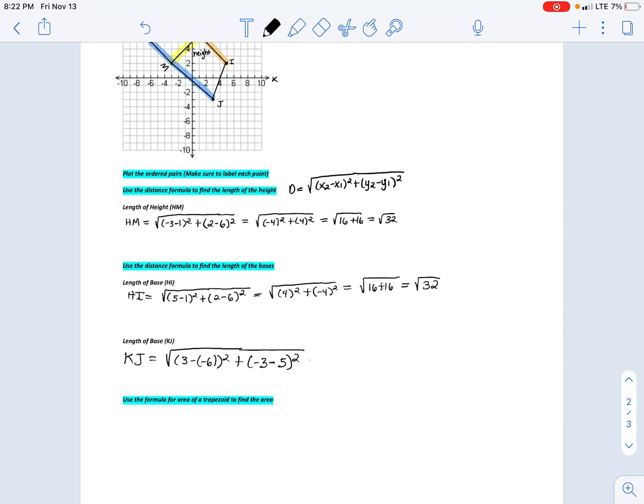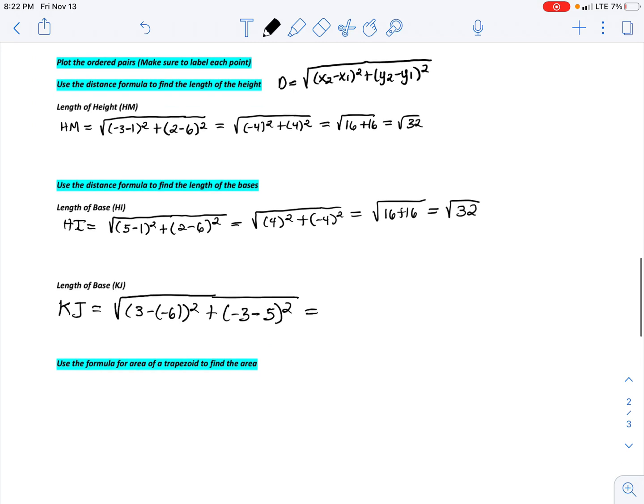And then now simplifying using PEMDAS, I get that this is the square root of 9 squared plus negative 8 squared, which is equal to the square root of 81 plus 64, which is equal to the square root of 145.